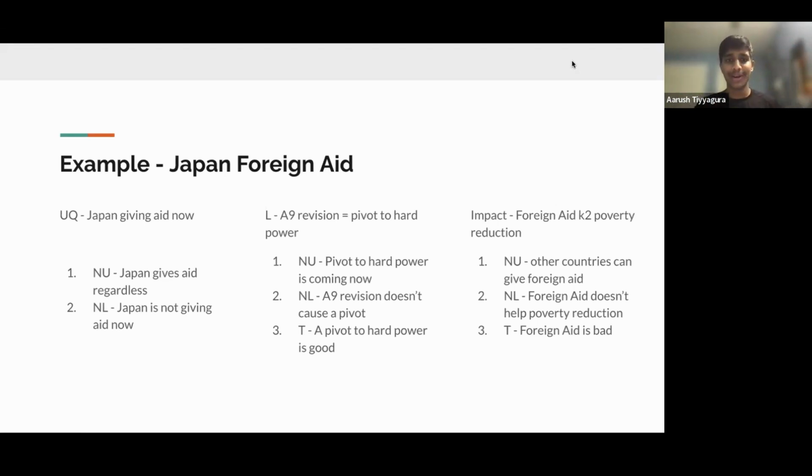So this argument was about foreign aid. First of all, this was a neg argument. The argument was basically that Japan gives foreign aid right now, but if they revise Article 9, then they'll be able to have an offensive military and they won't have to give out foreign aid anymore, because they can just use their military to build better relationships with people and form defense agreements rather than rely on foreign aid. And that means there's less foreign aid coming out of Japan and more poverty. Pretty simple argument, right? Article 9 revision, more military, less aid, more poverty.